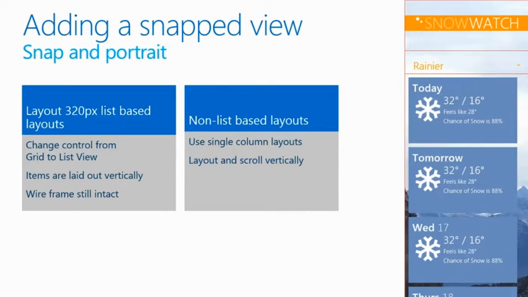So when you add a snap view, like I said, you have a specific width, and it is really a specific width, it's 320 pixels. If you have a grid, you're probably going to turn it into a list view, and it's going to be a very long vertically scrolling list. Normally, the scrolling is from left to right. In this case, it's going to end up being vertical. If you have non-list based items, then you'll probably want to put them into some sort of vertical scrolling appearance of some kind in a single column.